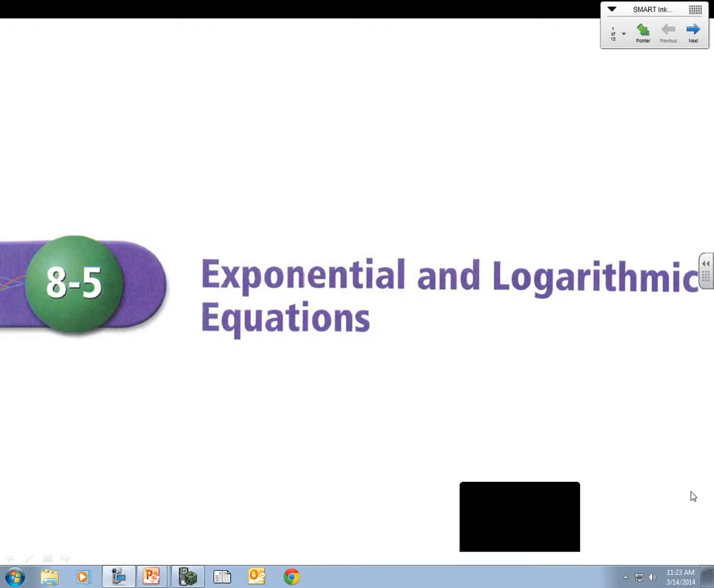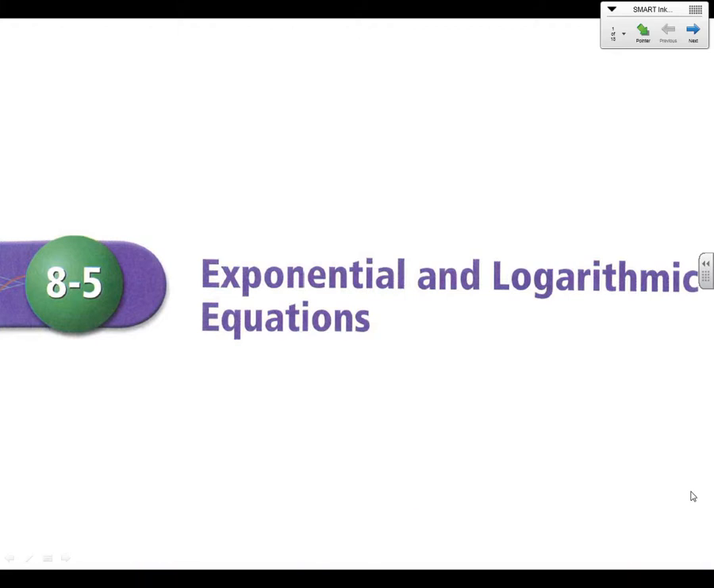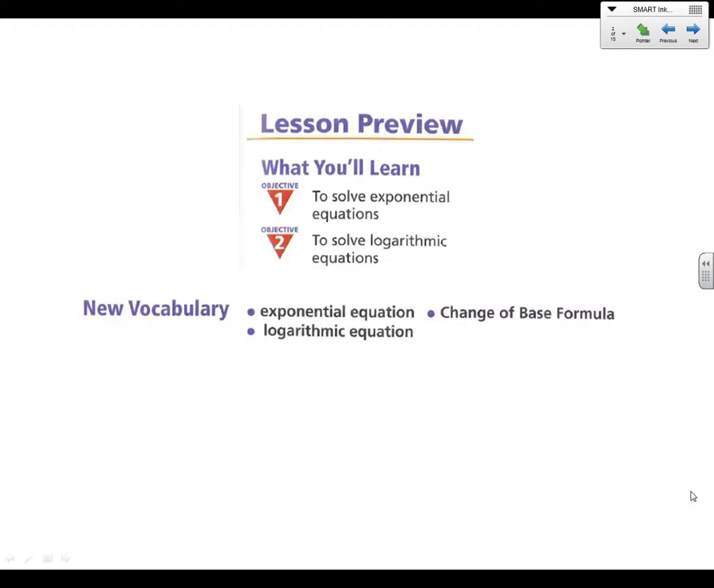All right, here we go. 8.5, exponential and logarithmic equations. This is it for chapter 8, so we'll wrap things up here. And so what are we learning today? We're going to solve exponential, and then we're going to solve logarithmic equations. So those are your two new vocab phrases, as well as the change of base formula.